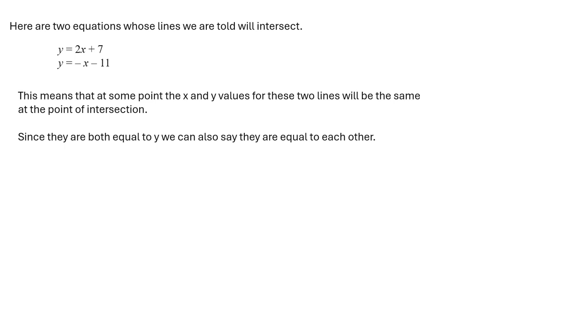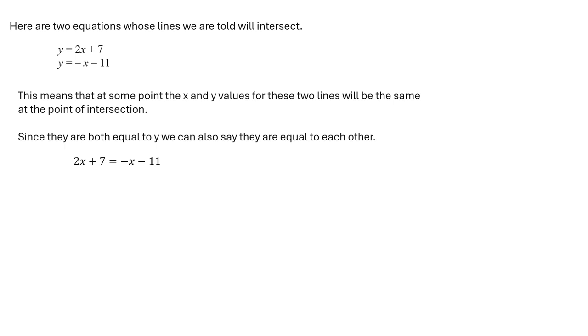Here are two equations whose lines we are told will intersect. Y equals 2x plus 7, y equals negative x minus 11. They are both equal to y, therefore we can state that they are equal to one another. That is, 2x plus 7 is equal to negative x minus 11.